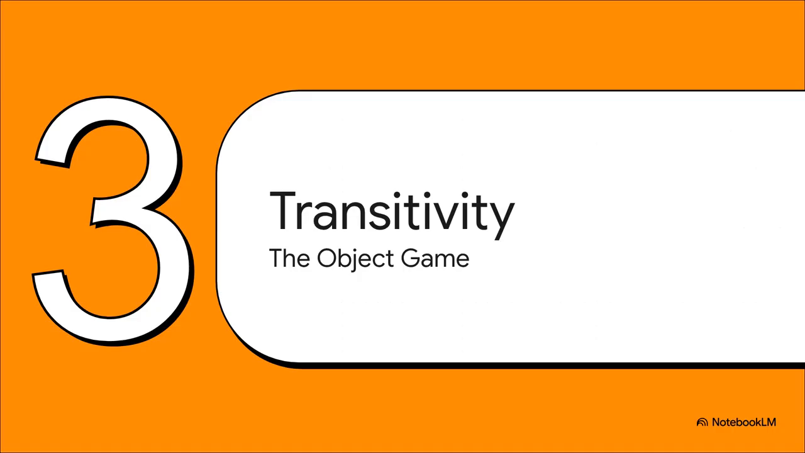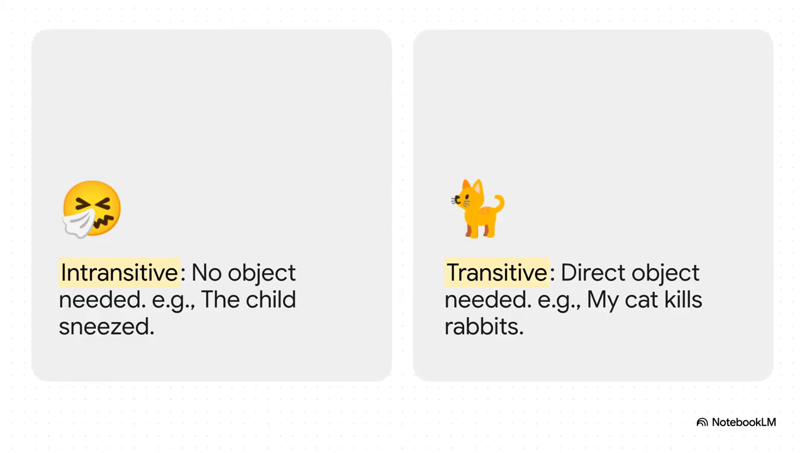Okay, section 3. This is where we play the object game, also known as transitivity. This is where the mechanics of sentences get really interesting. First up, we have intransitive verbs. These are actions that stand completely alone. They do not need a direct object at all. Take the sentence, the sick child sneezed in my face. Sneezed is the action, and it doesn't transfer over to an object.